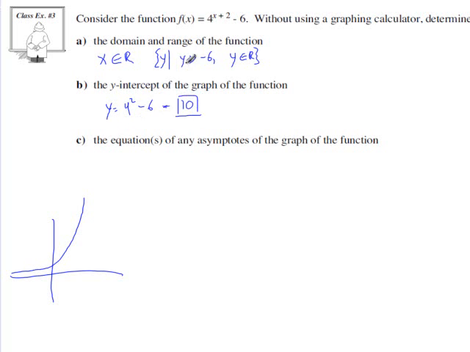Equations of any asymptotes of the graph. Again, if it had just been y is equal to 4 to the x, then your asymptote would be y is equal to 0. Horizontal asymptote. Since we've just shifted this graph down by 6, then the asymptote becomes, instead of y is equal to 0, y is equal to -6. So it's again still a horizontal asymptote at y is equal to -6.